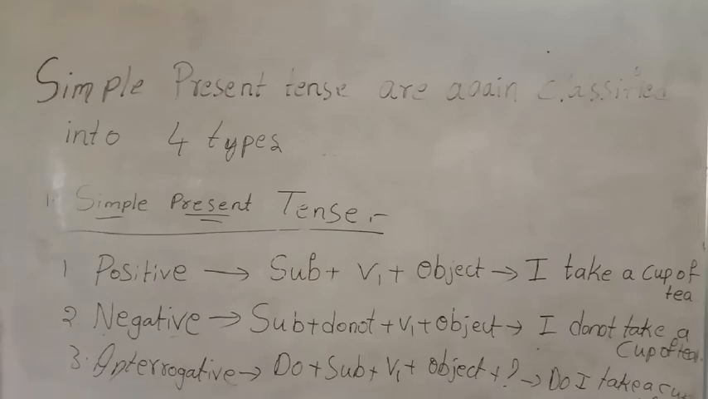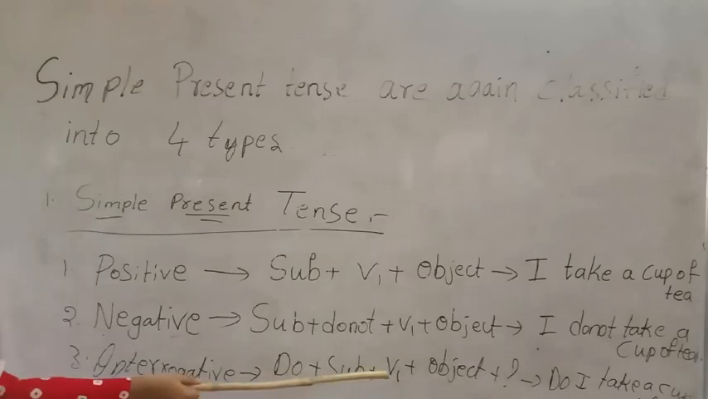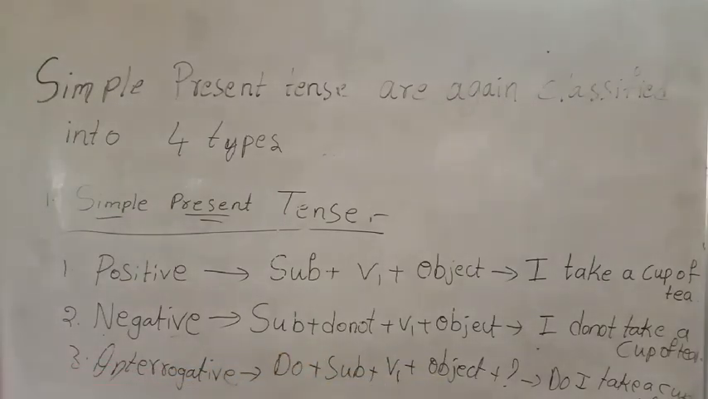And next, interrogative. Interrogative means inquiring, a question. So questioning: do you take a cup of tea? Then we can answer, yes, I do. No, I don't. For that purpose we must also know about this interrogative sentence. What is the structure for that? Do plus subject plus V1 plus object plus question mark. Question mark is compulsory because here we are inquiring. Do you like to have a cup of tea? Here we are asking a question, then we are expecting a reply, so we must put a question mark at the end. Without a question mark, that is a wrong sentence.